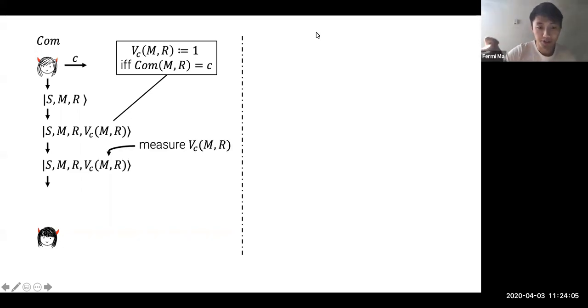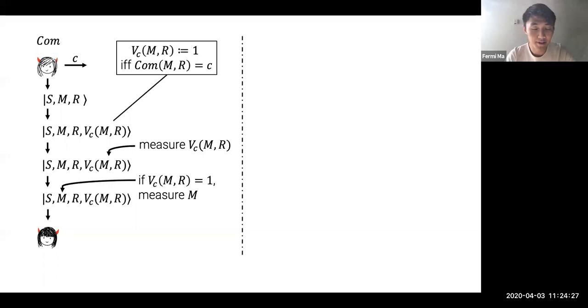And the next thing we're going to do is measure this bit. What we care about is seeing whether or not this actually is valid. So if we get a 1 from this measurement, that means that this state is going to collapse to a superposition over valid message opening pairs. Then, conditioned on this measurement being a 1, we're going to do one further measurement. In particular, we're going to measure the M registers. And here's the thing: if it's a perfectly binding commitment, as we just discussed, this measurement does nothing.